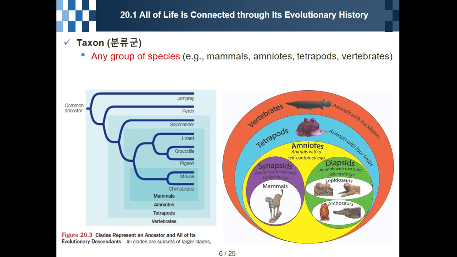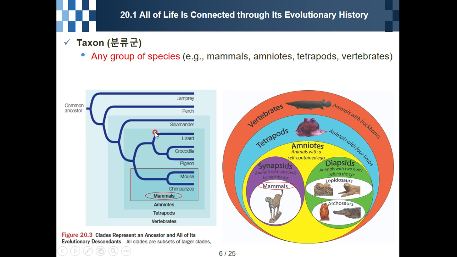Another one, we call it a taxon. Taxon, in Korean, we call it 분류군. So taxon means, this is one clade, they have a common ancestor, and they have all the components from lamprey, perch, salamander, lizard. Finally, they have chimpanzees like this. However, this one we call a taxon.